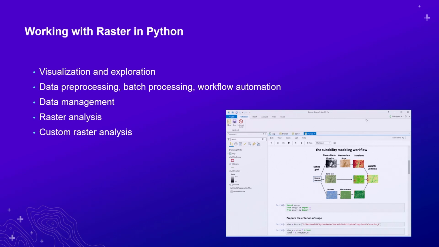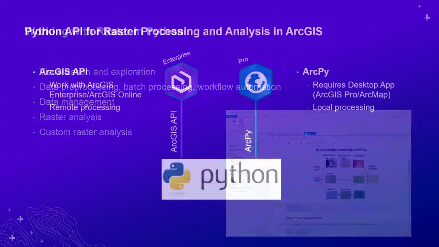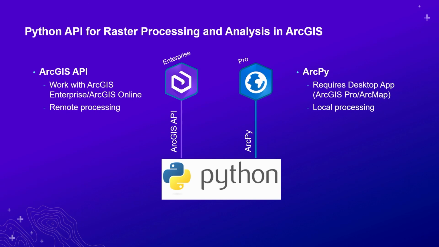What are the things you can do with raster in Python? You can visualize and explore the data. Even though people may visualize data in an app, we'll show you that you can do that in Python too. For any project, you have to do data pre-processing and sometimes batch processing and automate the workflow, so we'll show you how to go about that. Then we'll talk about how you manage your data. So data management is something that you can do. You can do raster analysis, as we mentioned earlier, and custom analysis.